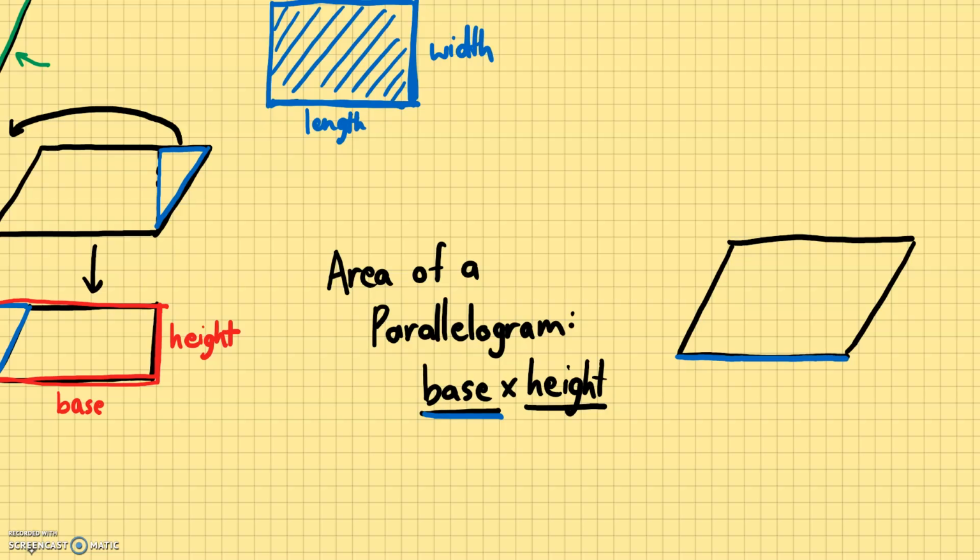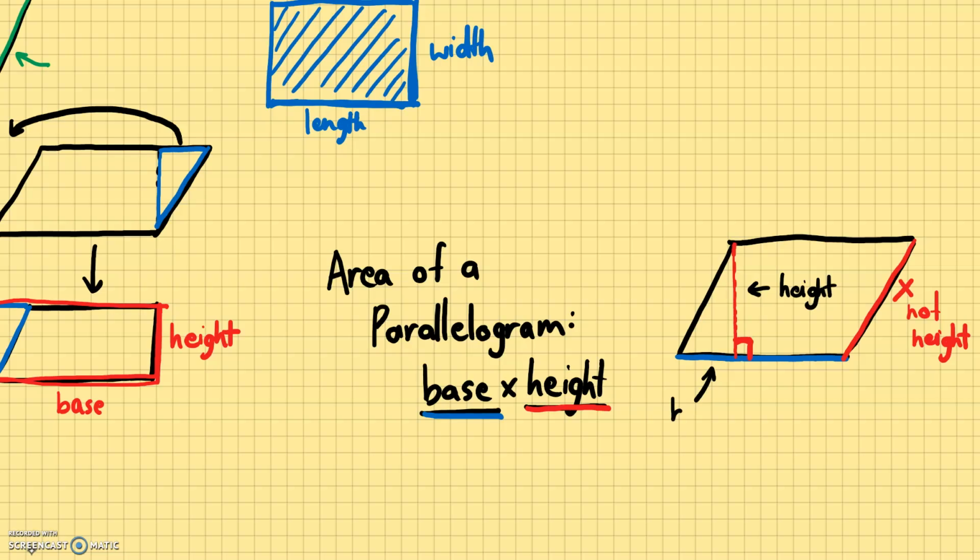The height is the side that is perpendicular to the base. So it's the line that is perpendicular to the base, and it goes all the way up the parallelogram. It is not this side. This is not the height. Okay, this is not the height. So that's where you need to be careful with a parallelogram. You need to make sure that you're multiplying this, the base, times the height.